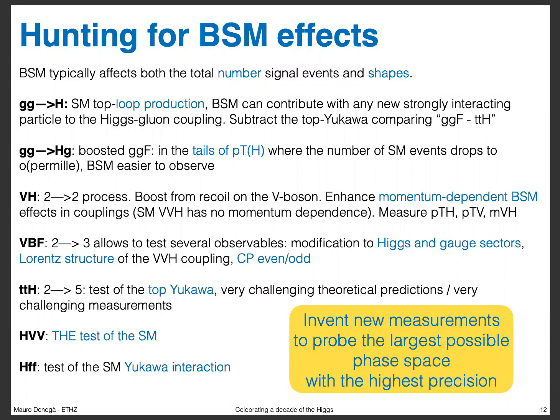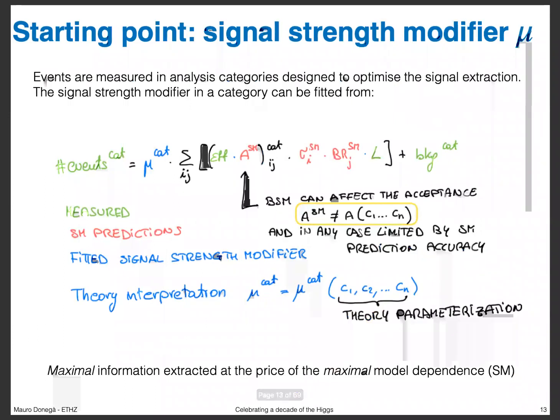In order to test all this, what we want to do is to invent new measurements to probe the largest possible phase space and with the highest precision. As you see from this slide, the phase space is really huge, and we want to do the best job we can in order to characterize it. So let's take as a starting point of this journey for these slides, the signal strength modifier.